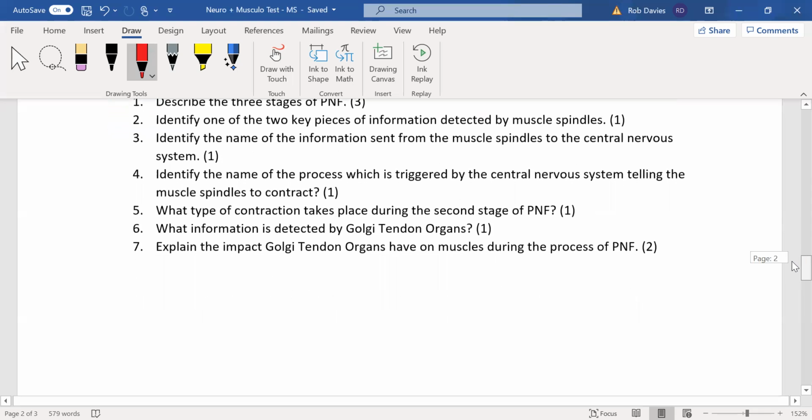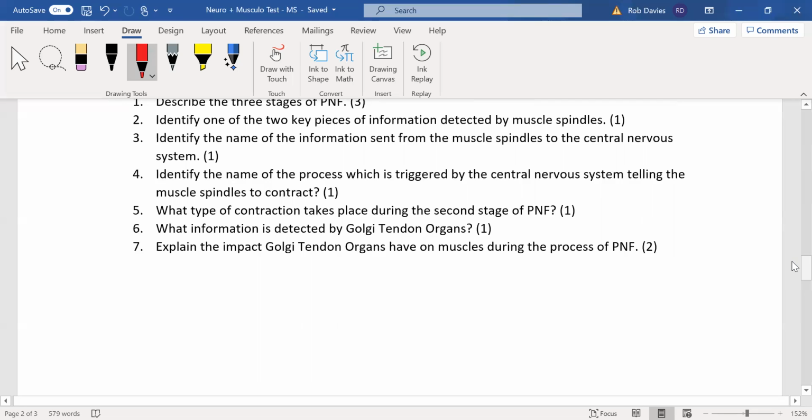Okay, number 5, what type of contraction takes place during the second stage of PNF? That is, as mentioned previously, the isometric contraction. So muscles are working, but there's no change in length, no movement. It's isometric. Number 6, the information detected by the Golgi tendon organs is the tension in the muscle. T for tendon, T for tension, tension in the muscle. And number 7, the impact the Golgi tendon organs have on the muscles during this process.